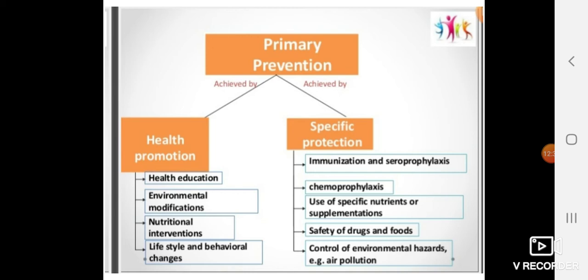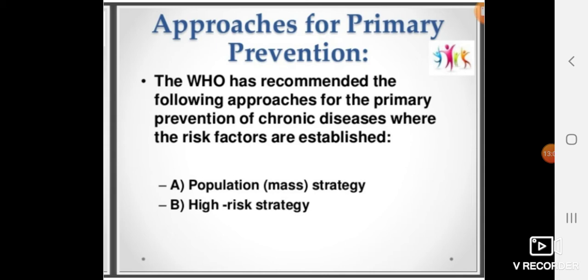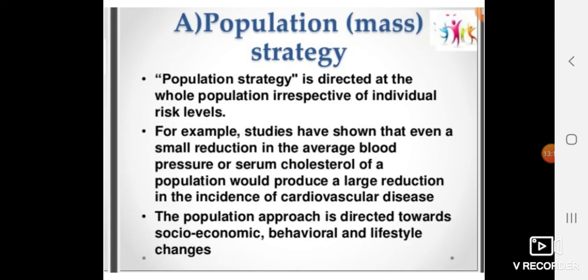Some people may have a chance of developing diabetes mellitus, so we advise them to restrict their diet pattern and take regular exercise. Like that, specific protection. Primary prevention has two concepts: one is health promotion and another is specific protection. Fine. Then we'll see some of the approaches recommended by WHO. First is the population strategy and another is the high risk strategy. We'll see one by one.